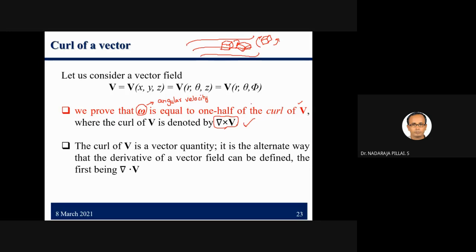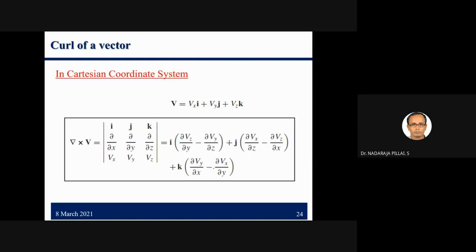Okay. The curl of V is a vector quantity, and it is the alternate way that the derivative of a vector field can be defined. The first is the del dot V. So del dot V and del cross V are the two important components where we can represent the fluid element, right? So let us think about the curl of the vector.